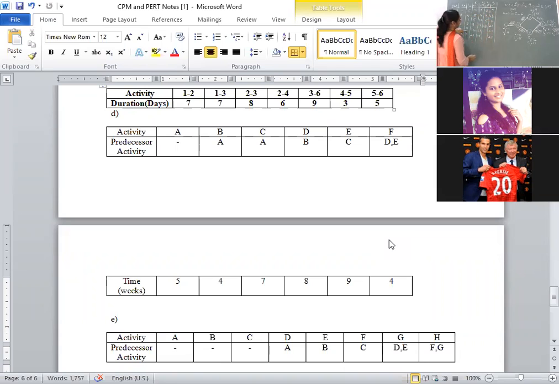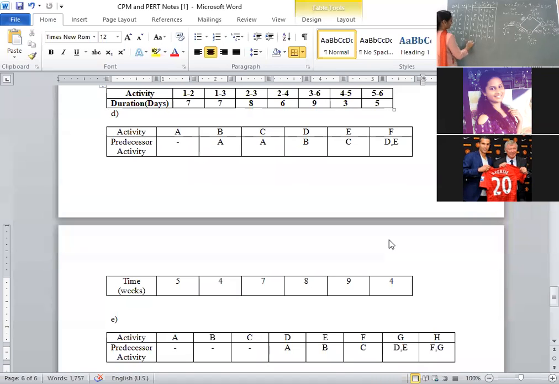21 minus 9, it's 12. 25 minus 4, it's 21. Right now, both the ways we can calculate total float as well as free float and independent float. First, we will compute total float. Two ways to calculate total float.